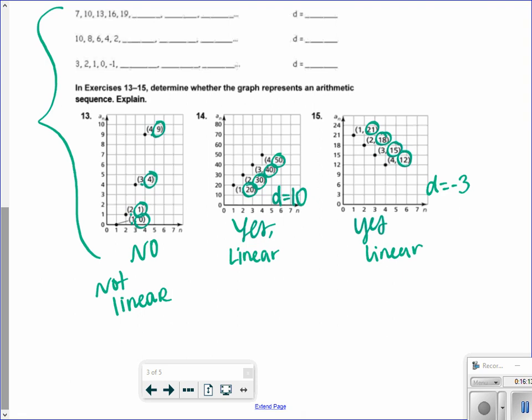Or it has a constant rate of change. The common difference is -3, the common difference is 10, whatever. Things like that. Okay. Now we're going to get into more types of problems you'll see on tests and quizzes, work, things like that.